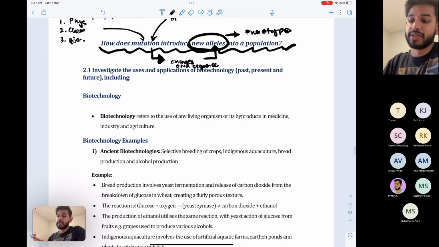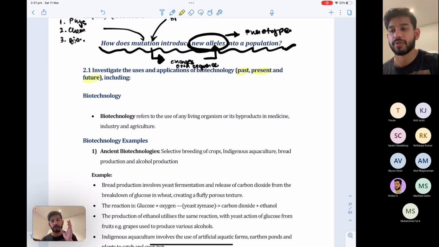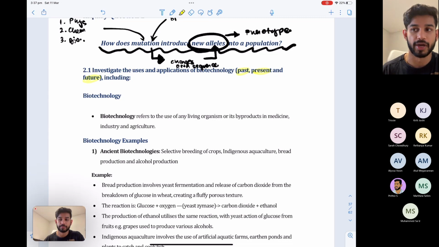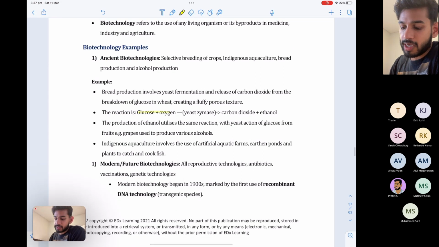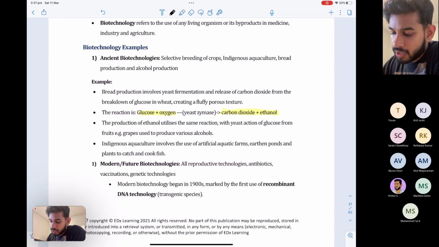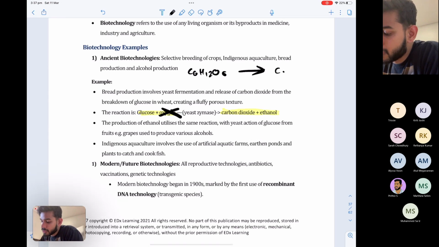Now, for this dot point, as you can see, you need to know examples of past, present, and future biotechs. For your exams, I would only have one example of a past biotech, but have a couple of examples of a future and present biotechnology. Okay, so for past example of biotech, remember this. Sugar can be broken down into carbon dioxide and alcohol, right? So it should be C6H12O6. That should not be the exact reaction, so it should be C2H5OH or CO2. Do you need to remember this?